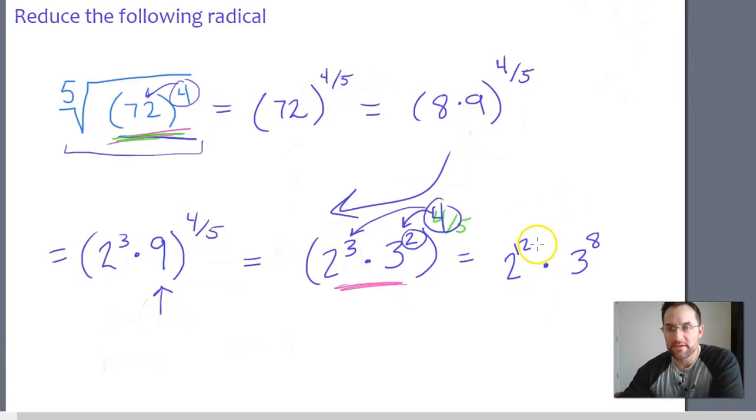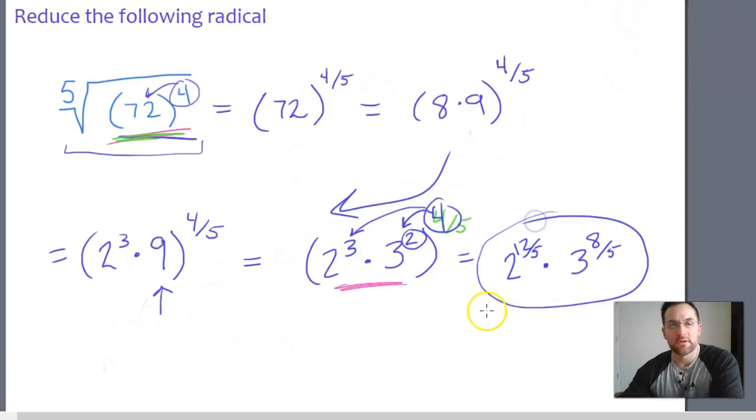And then we can't forget the index, which is right here in the denominator position of the exponent, and that was 5. So our final solution, as we reduce and factor out the radical, we get 2 to the power of 12 over 5 times 3 to the power of 8 over 5.